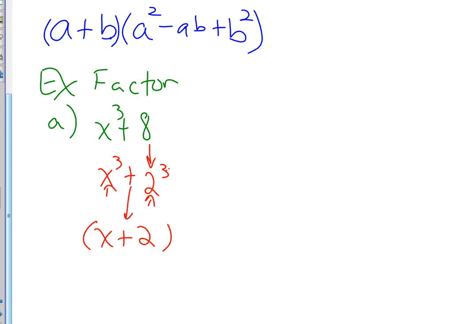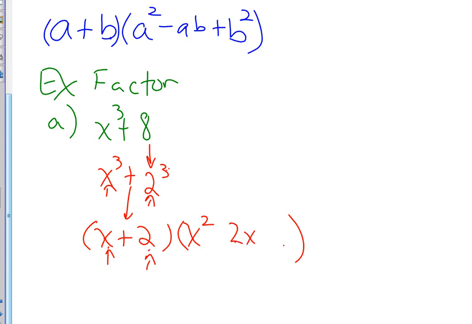Now, I'm going to use this short parentheses to create my long parentheses. I know I'm going to have 3 terms inside of here. To get these 3 terms, here's what you're going to multiply. You're first going to multiply the first number times itself. What's x times x? X squared. That must be the first term. You're then going to multiply the first term times the second term. What's x times 2? It's 2x.